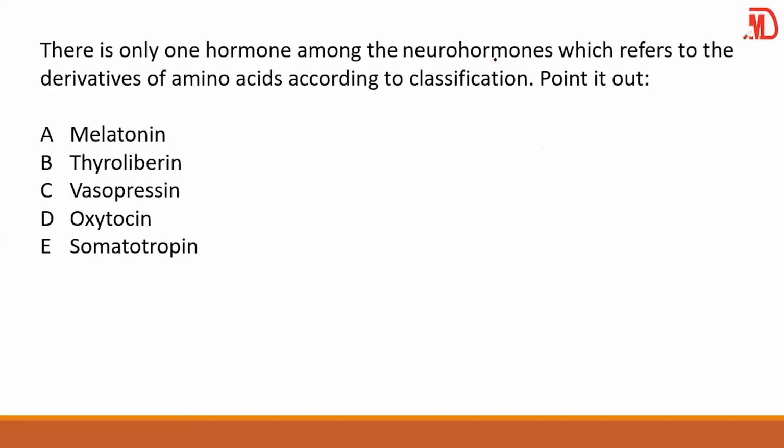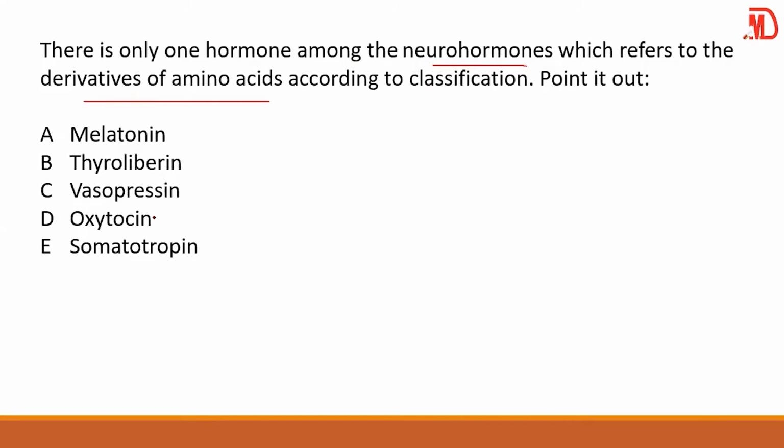There is only one hormone among the neurohormones which refers to the derivative of an amino acid according to classification. All they're trying to tell us is: which one of these has a link with amino acid? And here, what are we looking for first of all?